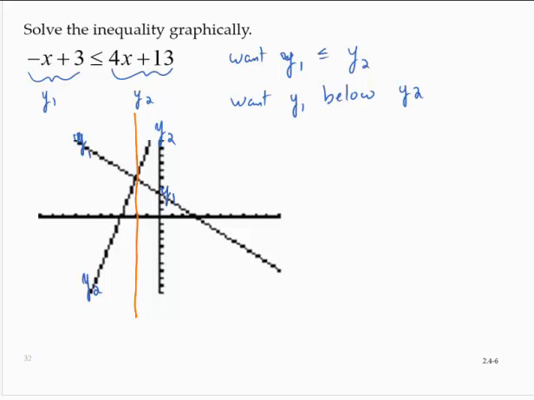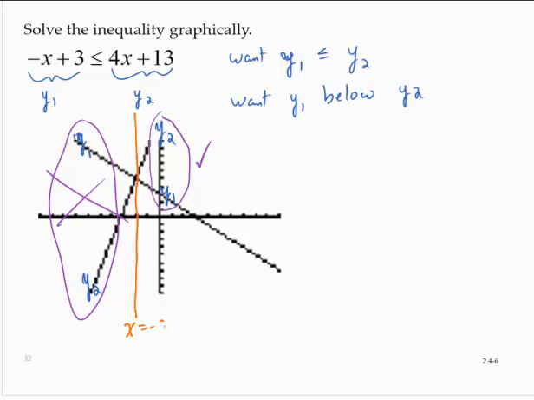Well, is it here? Is the y1 below the y2 on the left-hand side of the boundary? No. Is the y1 below the y2 on the right-hand side of the boundary? Yes. But now what's that boundary value? Well, it looks like x equals negative 2.